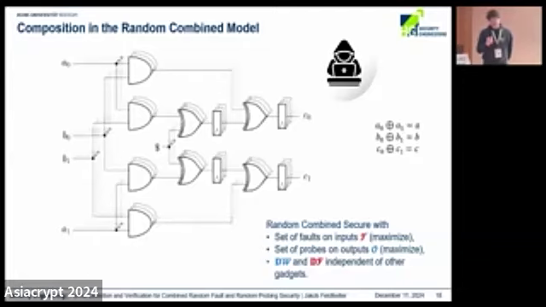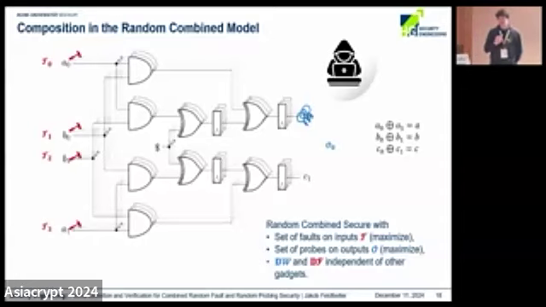And basically for composition, we require the same random combined security, however, with additional faults in the inputs. Here we allow that a certain subset of the replications of the input shares can be faulted, and that a certain subset of the shares of the output can be probed, however, there we get all the replications.